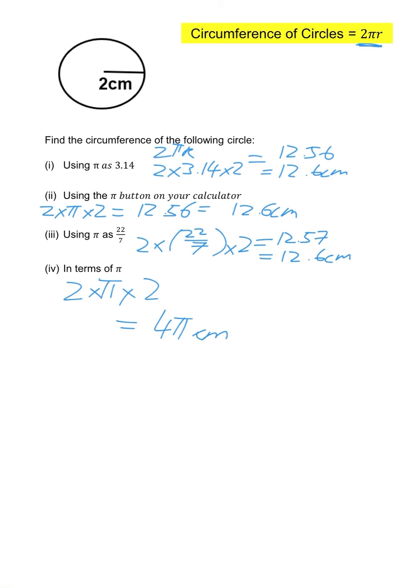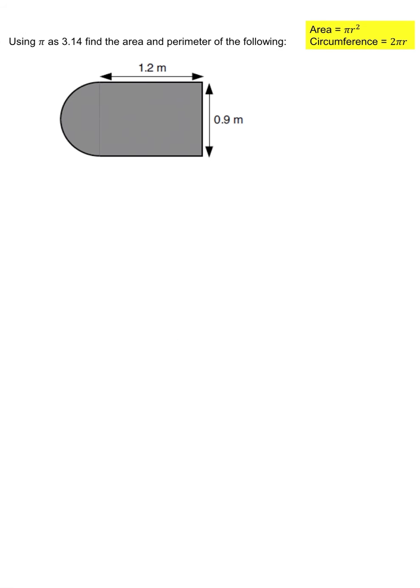Okay, so that's the circumference of a circle. Okay, this question here, using pi at 3.14, we need to find the area and perimeter of the following shape. So let's start off with the area of this shape. So we need to split it into 2 sections. The first section is the rectangle, so the 1.2 and the 0.9. So let's do 1.2 times 0.9 to get the area of the rectangle. And that will be equal to 1.08.